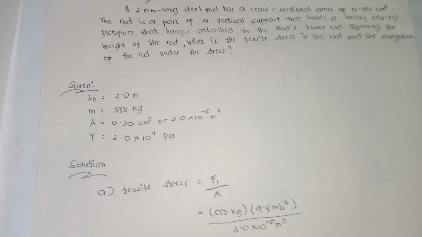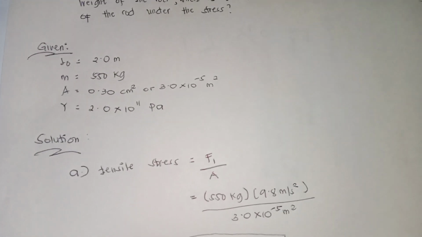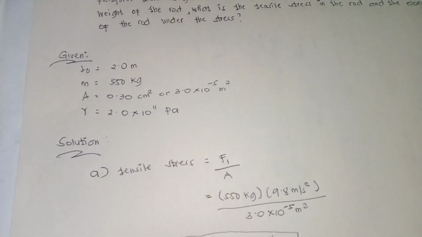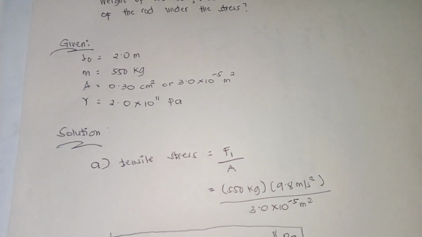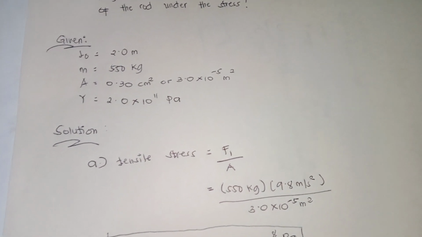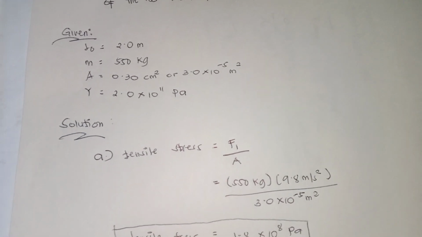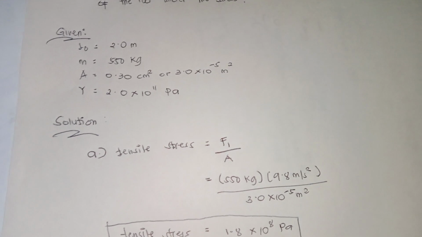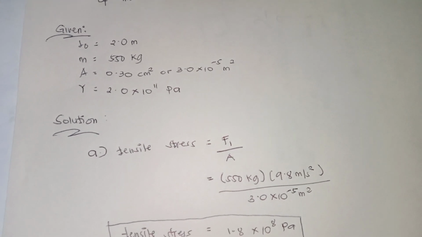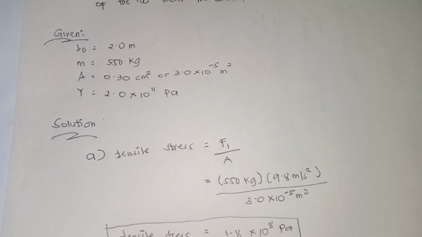So, given the original length, L0, which equals 2.0 meters, and for m, which equals 550 kilograms, our mass, and for A, the cross-sectional area, 0.30 centimeters squared, or 3.0 times 10 to the power of negative 5 meters squared.